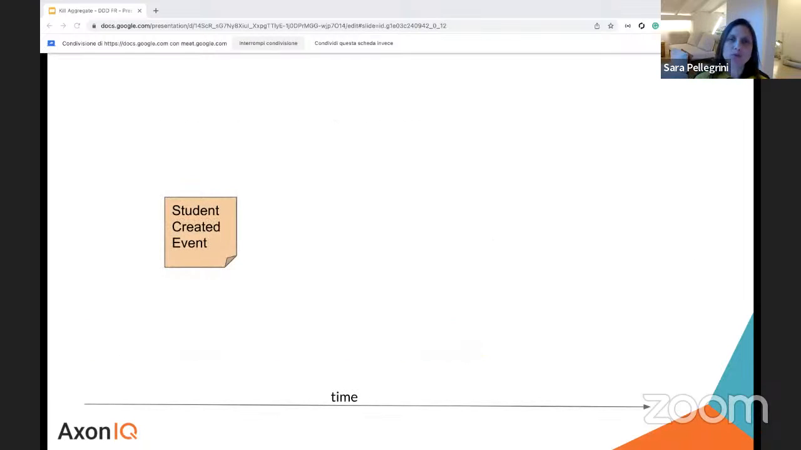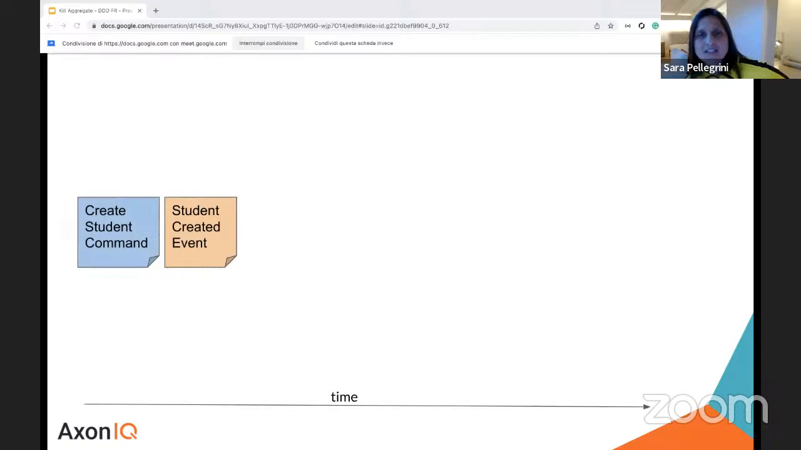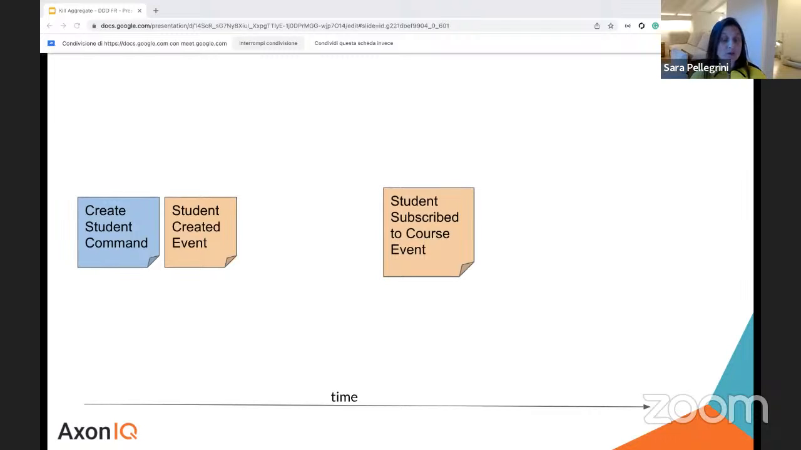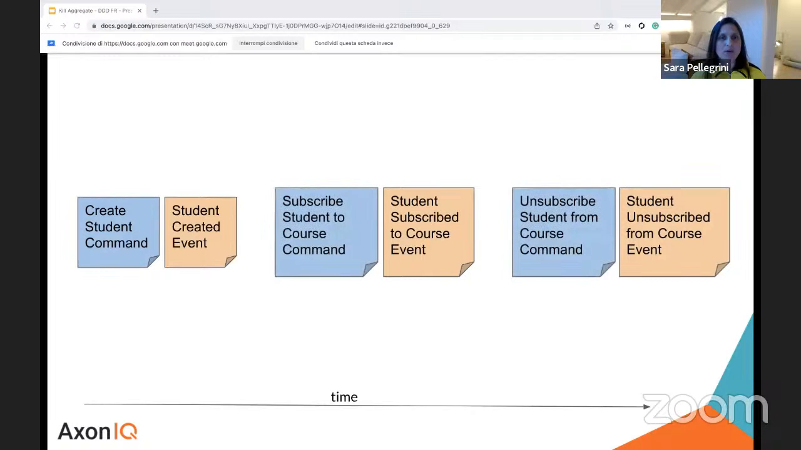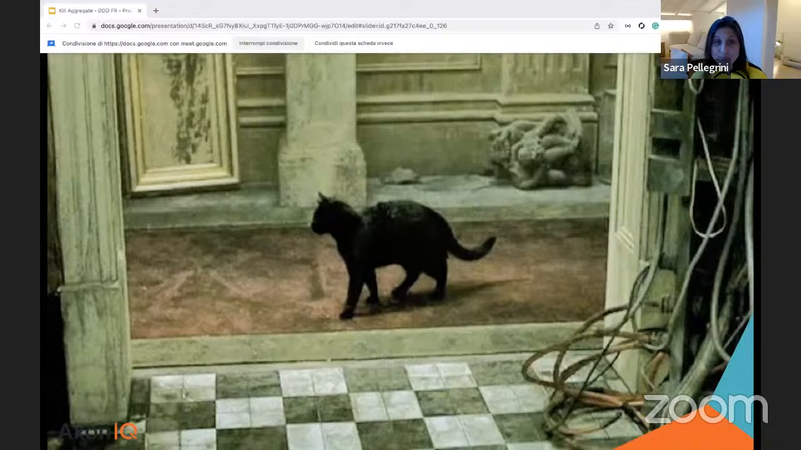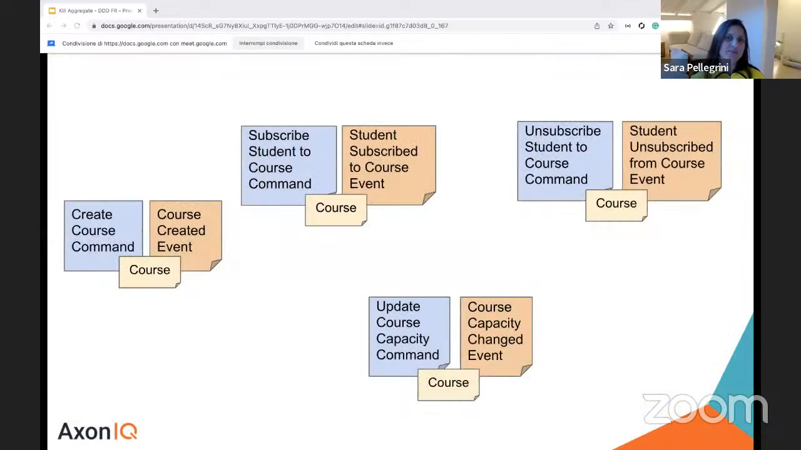So back to the board. We need a new event for the creation of the student and the relative command, and so far so good. But here things get complicated, since I need a new event for the subscription and a new event for unsubscription, and both triggered by the respective commands. Deja vu? Yes, because we have already met very similar events and commands when we were talking about the course.